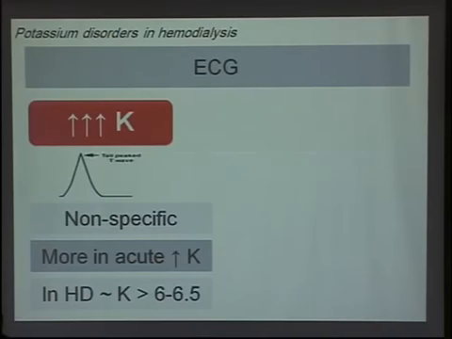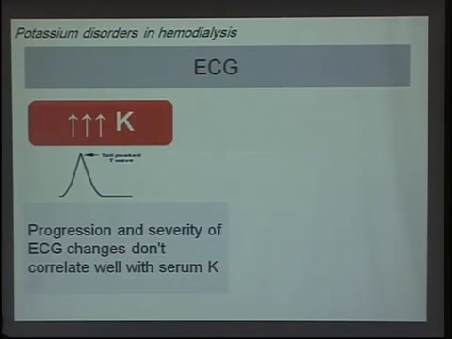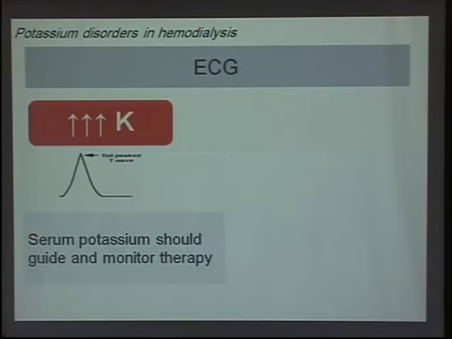However, in hemodialysis, it might not occur except if potassium exceeds 6.5. So, progression and severity of ECG changes do not correlate well with serum potassium, and serum potassium should be the major and the main guide to monitor therapy. However, this is not against the importance of ECG. I mean, ECG changes are very important, but if ECG changes are not present, still potassium might be very high and must be checked.